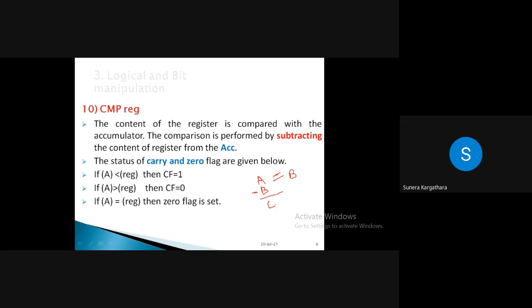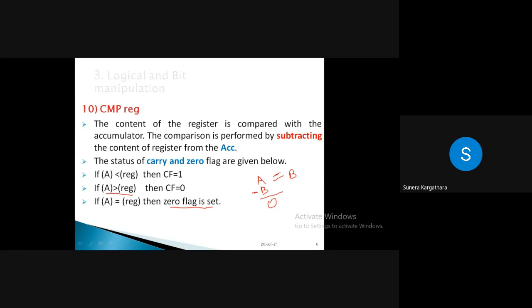0, 0, right? So that's why you can check here that if the content of accumulator and register both are same, you will find your zero flag is set. Are you getting this, student? Zero flag कब set होता है? जब your result is 0. So you will find here your result is 0, right?